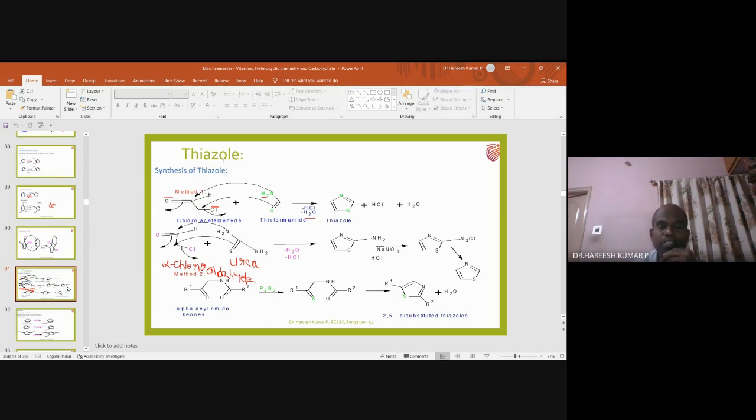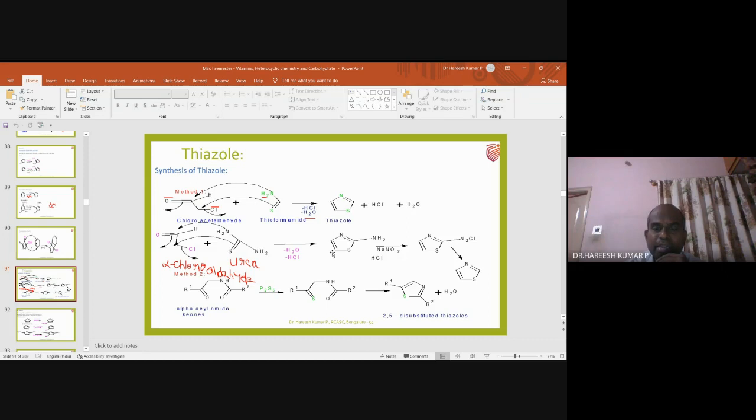That means alpha chloroacetaldehyde, when it reacts with thioformamide, undergoes a condensation reaction and gives rise to thiazole. Similarly, if in place of thioformamide we take thiourea, then you will get a 2-amino substituted thiazole. What is the difference between thioamide and thiourea? Only the substituent: in place of H, NH2 is there.